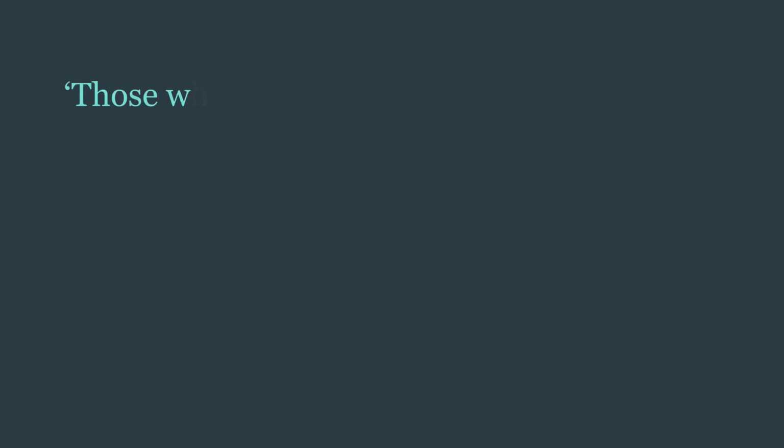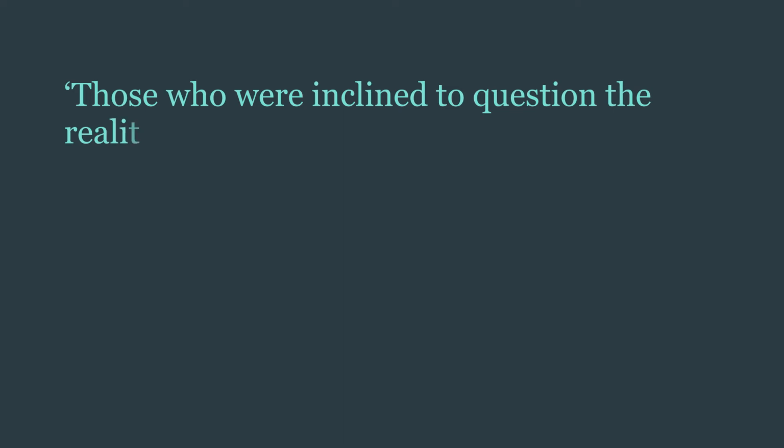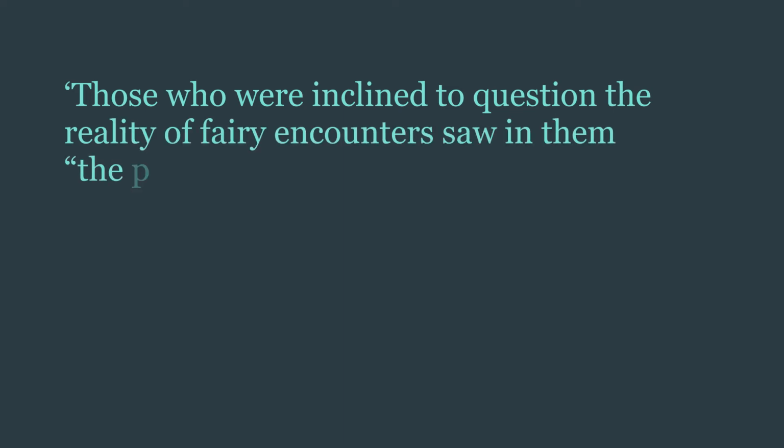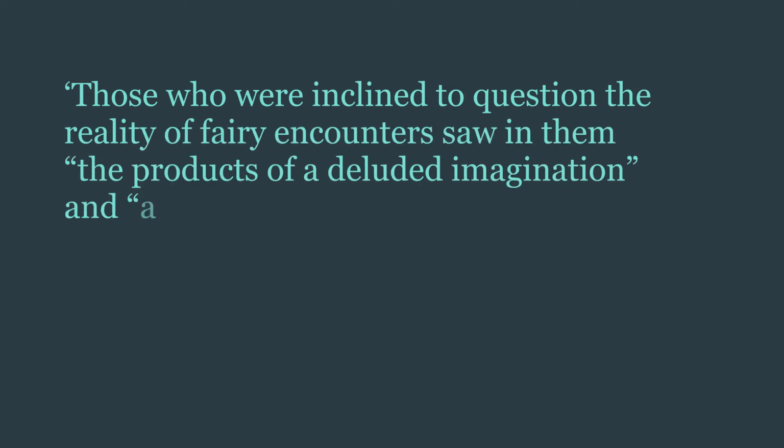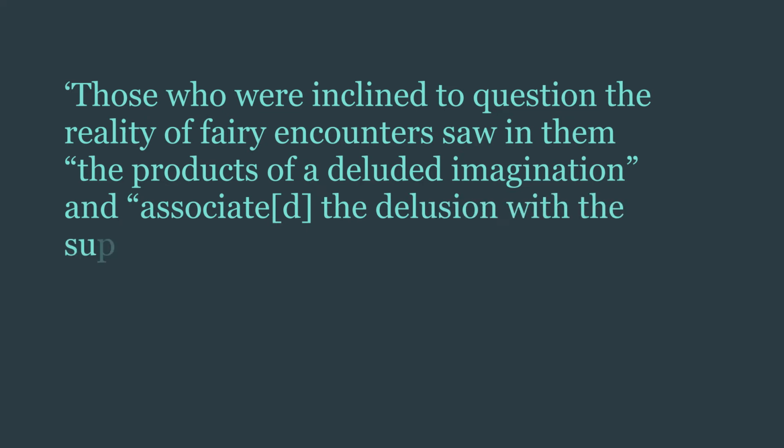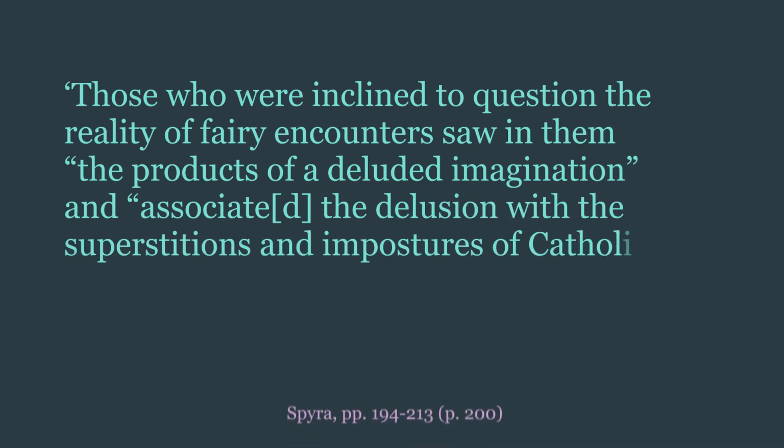Spira tells us that those who were inclined to question the reality of fairy encounters saw in them the products of a deluded imagination and associated the delusion with the superstitions and impostures of Catholicism. So if you're a theatre-goer in 1595 and you don't believe in being tricked by fairies, you may well believe in being tricked by Catholics. And being misled, tricked or manipulated, seeing things in riddles and falling for illusions and spells are all integral themes in A Midsummer Night's Dream.